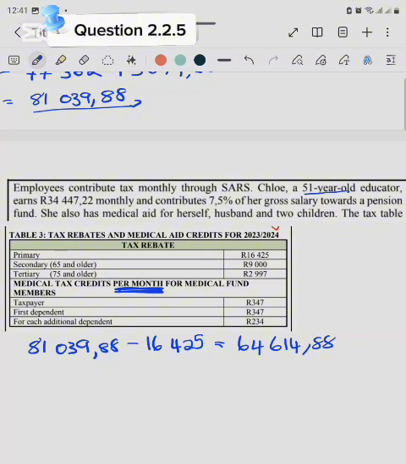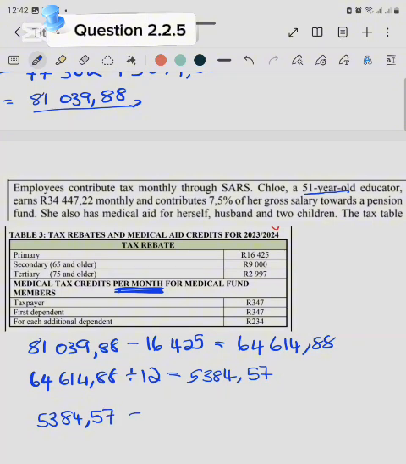I think I'm going to go monthly, so I'm going to say, okay, what is 64,614.88 divided by 12 to go to monthly tax? And that'll give me 5384.57. I'm now going to say, well, if that's what my tax would be without medical aid, I now need to take off my medical aid credits.